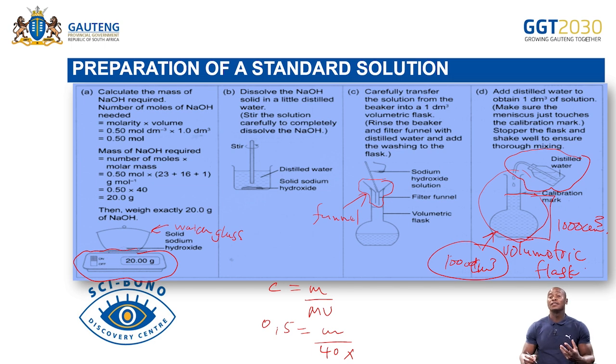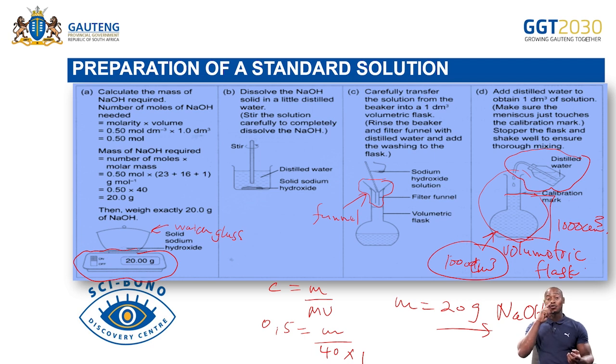The volume is the volume of the volumetric flask that we are going to use, so we use the 1000 cubic centimeters. Converted to cubic decimeters, that is 1. Then the mass needed will be 40 times 0.5, so we need 20 grams of sodium hydroxide.